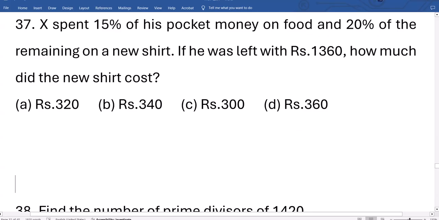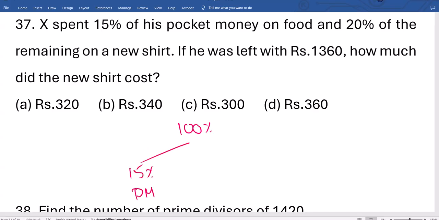X spent 15% of his pocket money on food and 20% of the remaining on a new shirt, and if he was left with rupees 1360. Just see what the question is. Let's say 100%. Among 100%, 15% went for food from pocket money. Now what is available is 85%. Read that sentence clearly: 20% of the remaining, not 20% of the total.